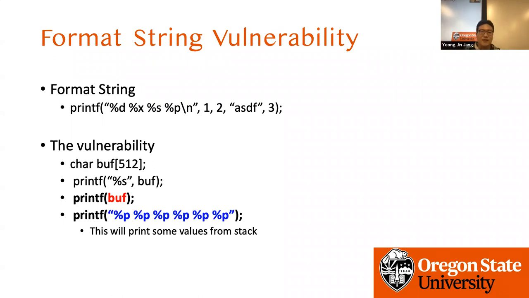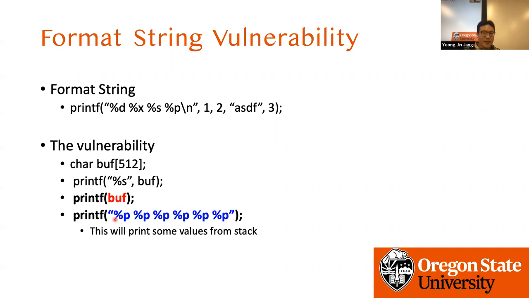And then the vulnerability is in how we print out the buffer data. The correct way of doing that is printf with %s and then buff. Then there's no problem at all. It will read the buffer data and print it out beautifully on the console. That's it. But another way to print that out is using printf(buff) directly. If you try it, it will work. It will generate a compiler warning, but it will work.